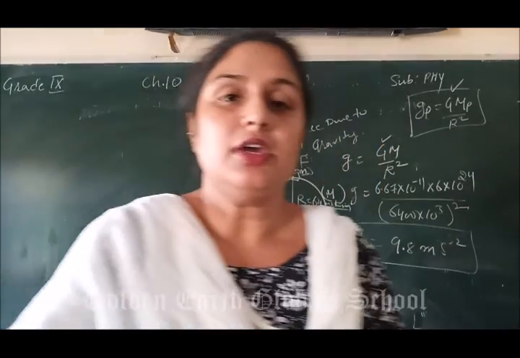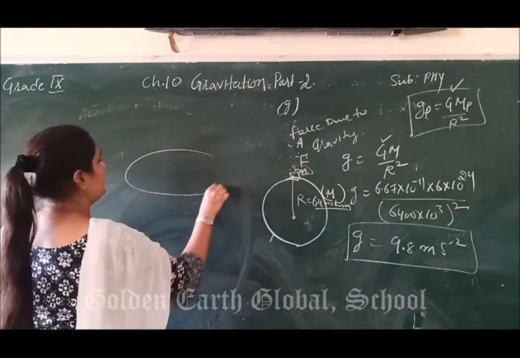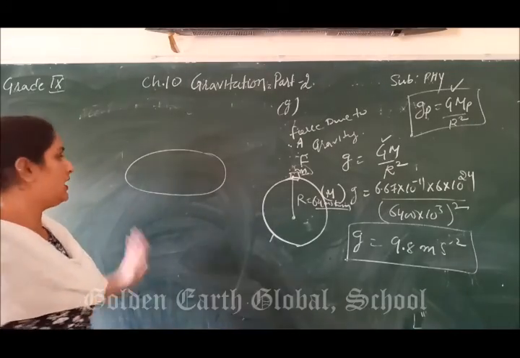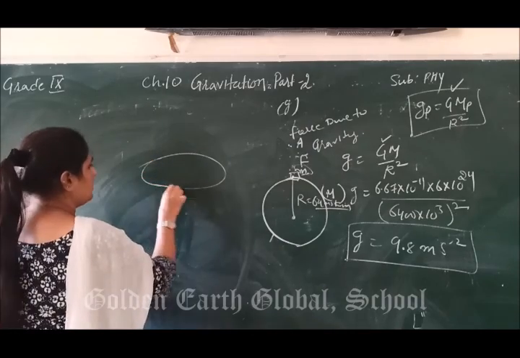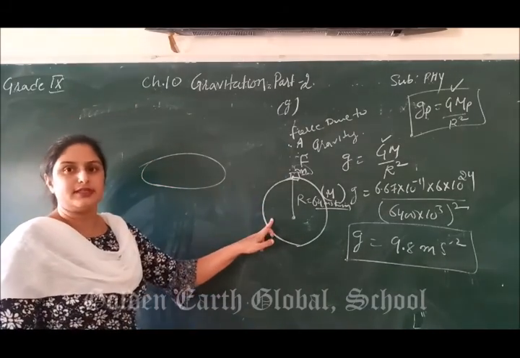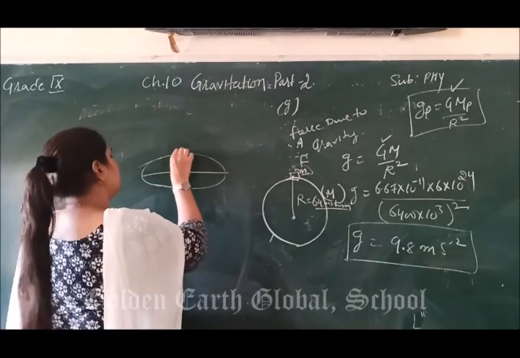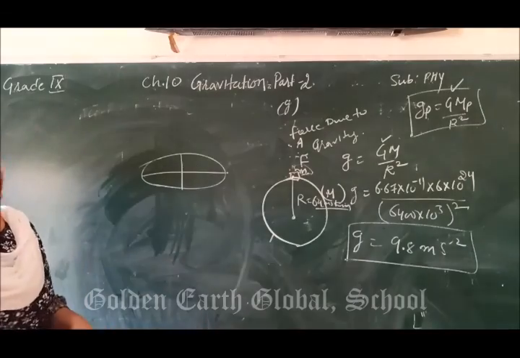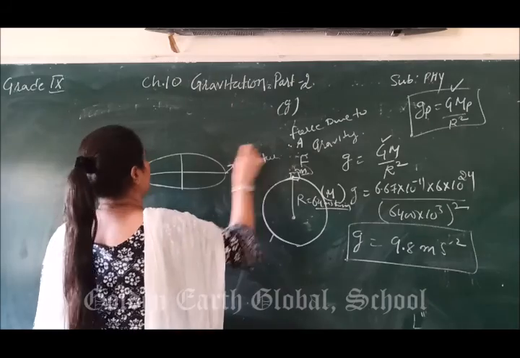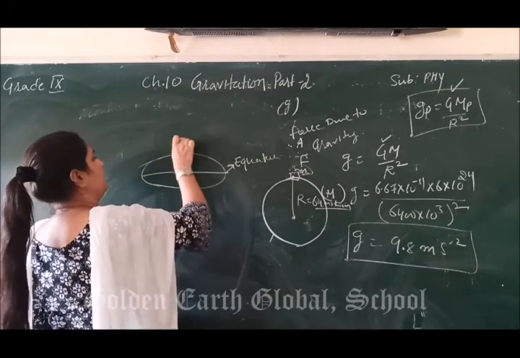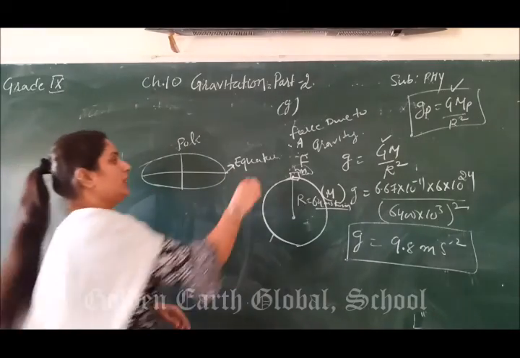Now if we consider the actual shape of the earth, it is elliptical. The actual shape of the earth is elliptical, which means it is not circular. I have drawn the earth circular here, it is the considered case. The actual shape is elliptical. In the ellipse there are two axes. This is called the equator, and this is called the pole. The vertical line is called the pole, and the horizontal line is called the equator of the earth.